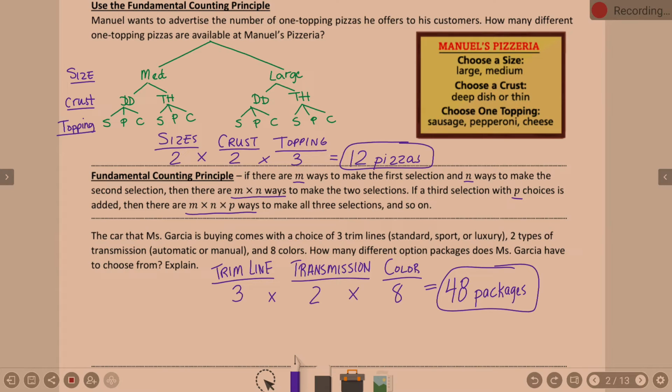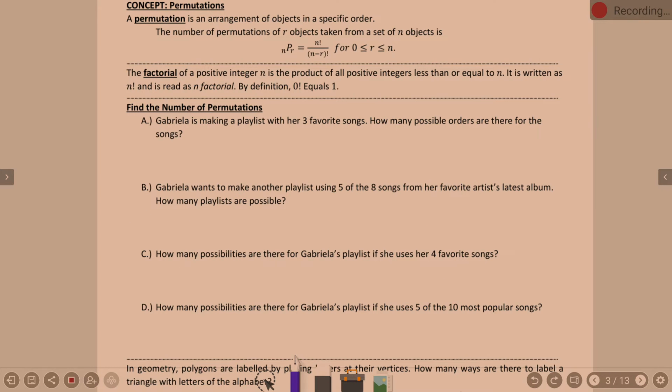And that takes us to permutations. We're going to talk about permutations and combinations. A permutation is an arrangement of objects in a specific order. When you hear me talk about permutations versus combinations, the big difference is, does order matter? And with a permutation, you will always hear me say that order matters.